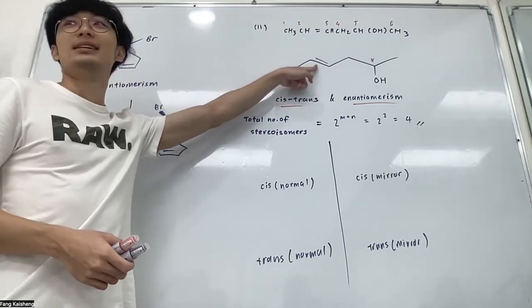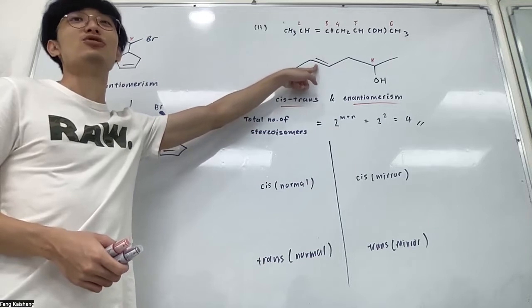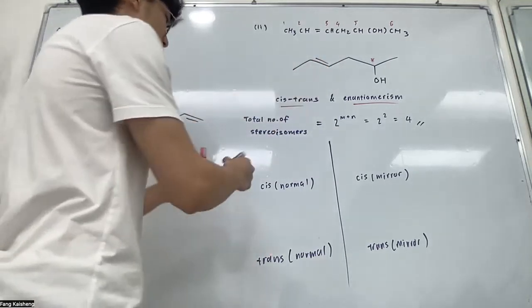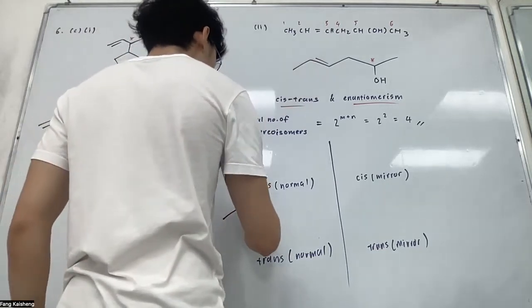Cis or trans? Okay, this is actually trans, right? Again, on opposite sides of the double bond. So let me draw the trans normal image first. I'll show you guys. Okay, so we have this trans.